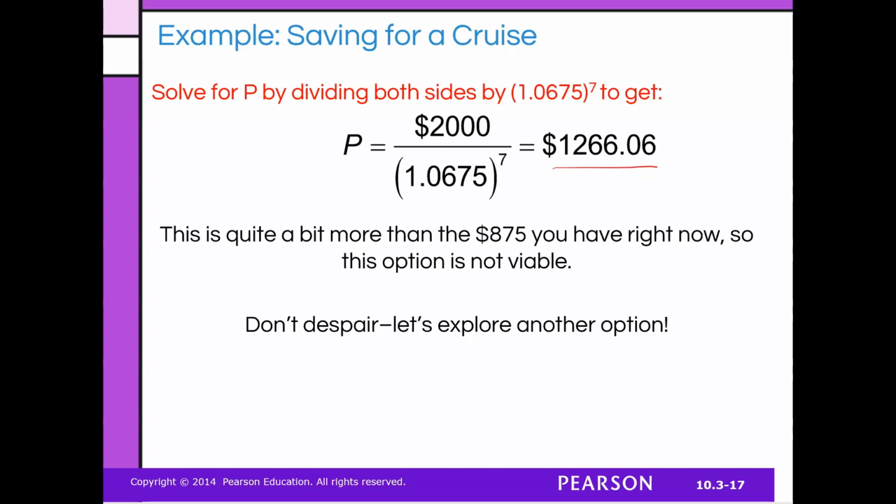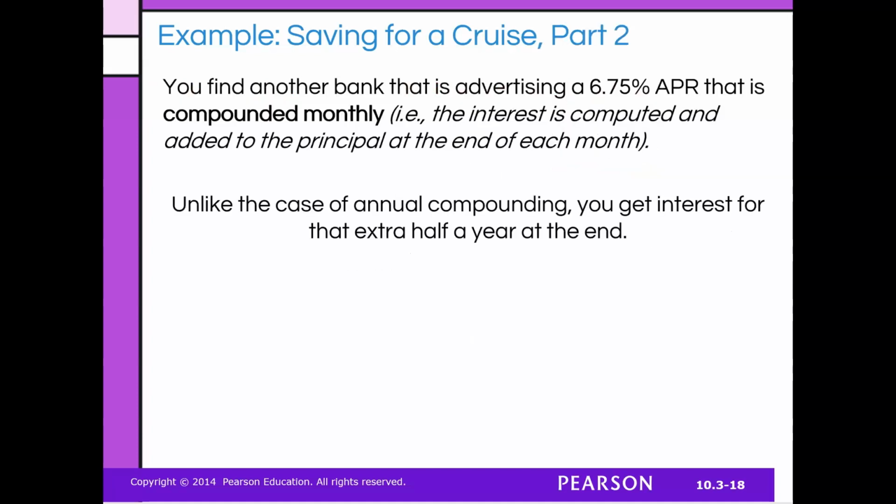Now, that's a lot more than the 875. So maybe this isn't a good option. And don't feel like that's the only CD, that's the bank around the corner, that's my only option. There are other options. So you find another bank that's advertising 6.75% APR, but it's compounded monthly. That means that the interest is computed and added to the principal at the end of each month. Now, unlike the annual compounding, you're going to get interest on that 6 months.